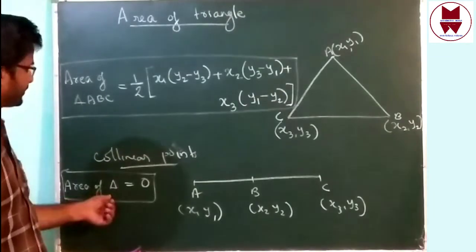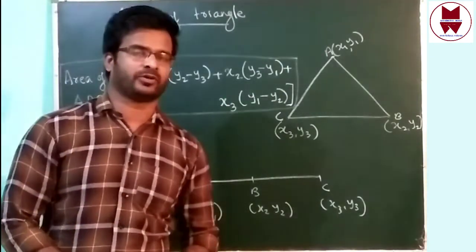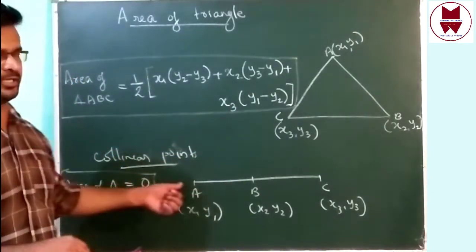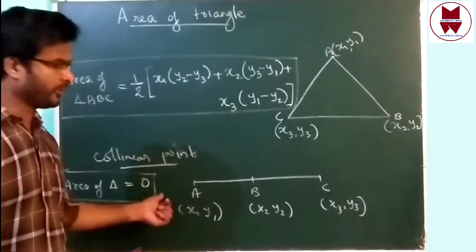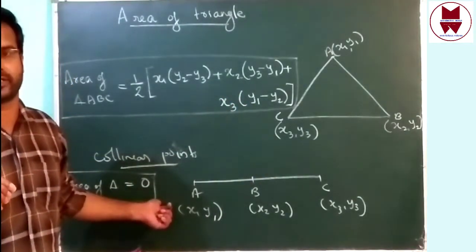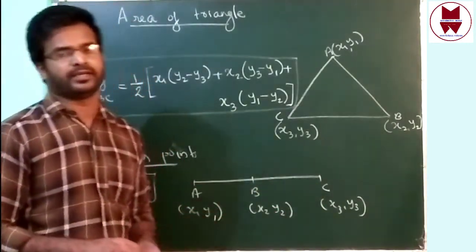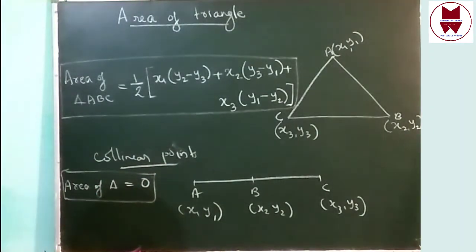Then here, for the area of a triangle, we can use this formula. In the next exercise we are going to study first the area of a triangle, and second, collinear points. For collinear points we will use the same formula, but what will we write on the right side? We will write equal to 0, because using those 3 points we cannot make any triangle, so the area of the triangle will be 0.